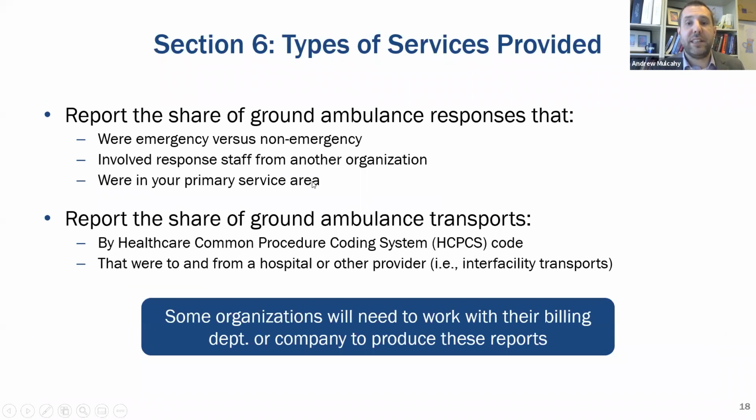Section 6 asks about the types of services provided. This is a section where there are a couple of broad categories, like emergency versus non-emergency responses, and services in your primary service area versus secondary service area, if you report having a secondary service area. There's also a breakdown by HCPCS code. That's actually HCPCS code, but by type of service.